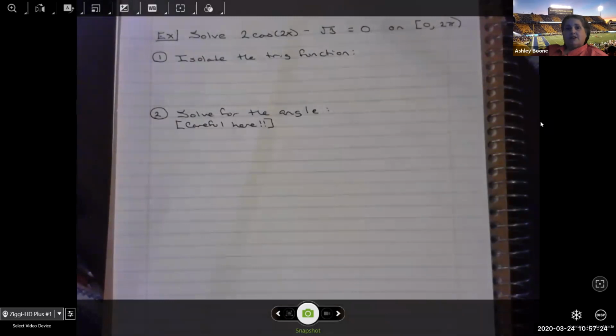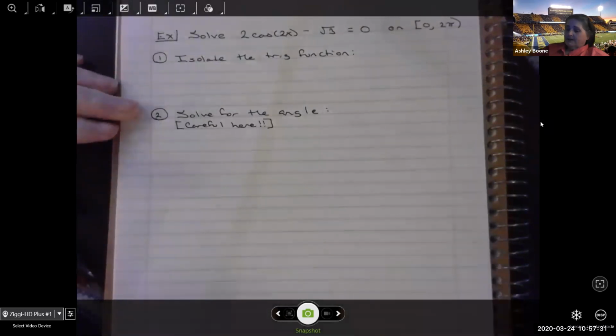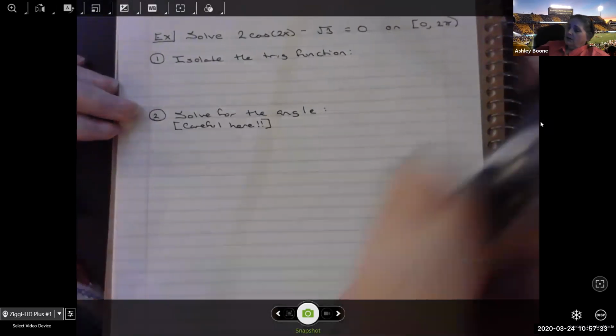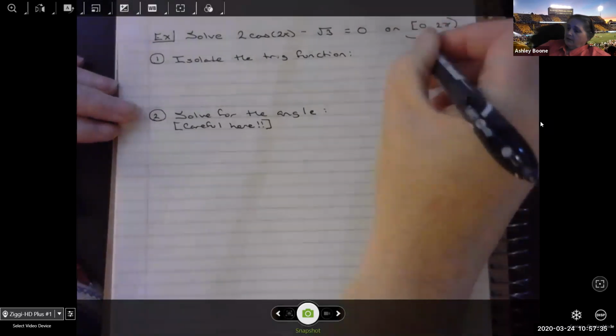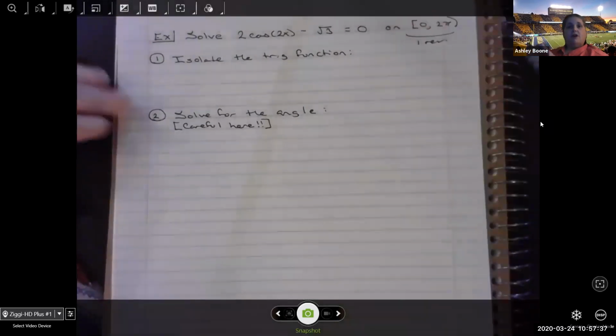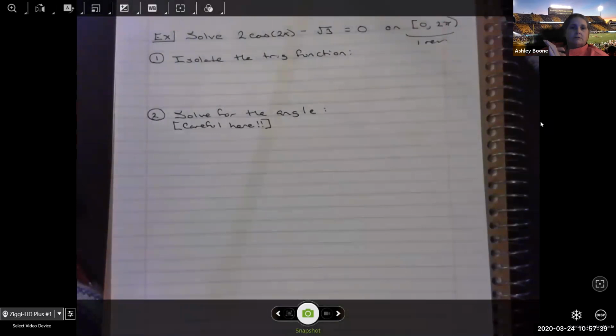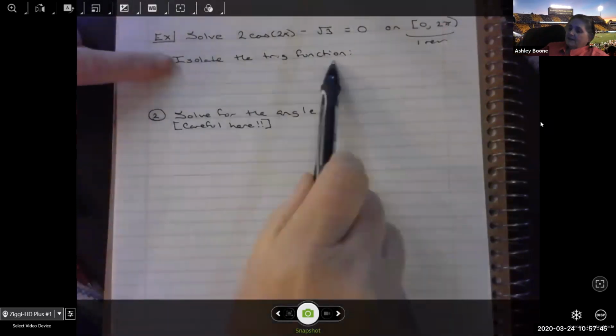Solve 2 times the cosine of 2x minus square root of 3 equals 0 on the interval 0 to 2 pi. So again, we're looking at 1 revolution of the unit circle. So we don't need the general solution. We just need specific values. My first step is to isolate the trig function.